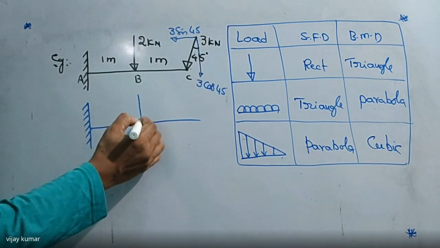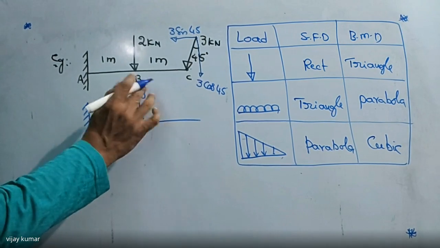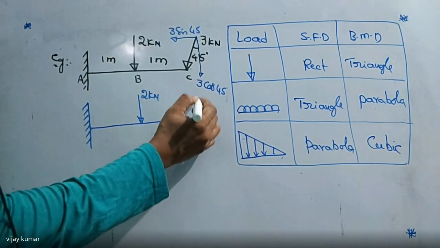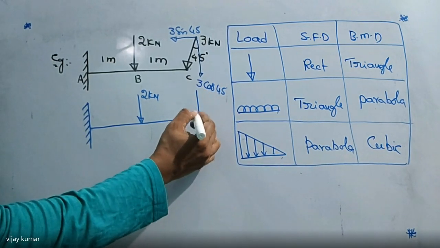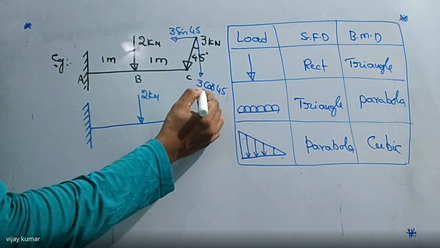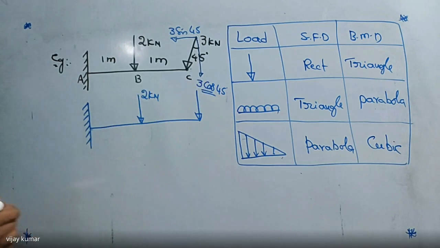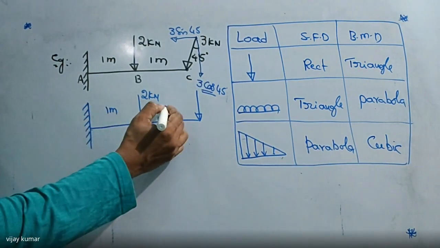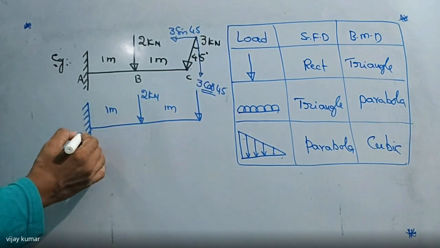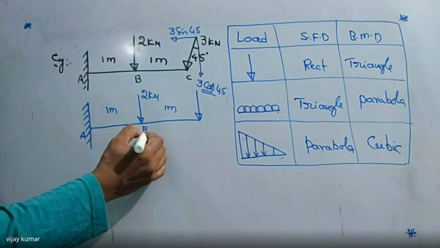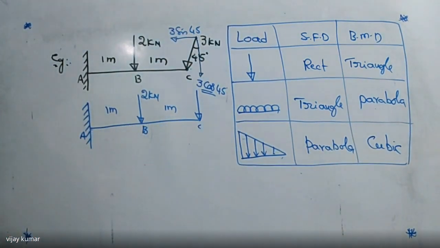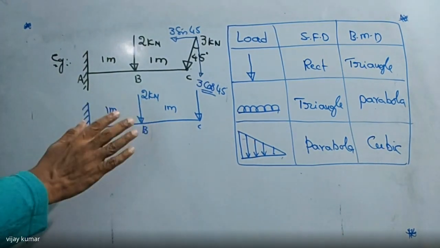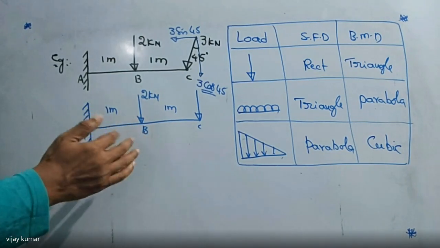So this one is the load that is equal to 2 kilonewtons, and this is the vertical load. I'm going to replace it by this one. This is 3 cos 45. The distance is nothing but 1 meter. This distance is also 1 meter. This is point A, this is point B, this is point C. Now listen carefully, I'm going to explain step by step. Next time I will draw the diagram directly.